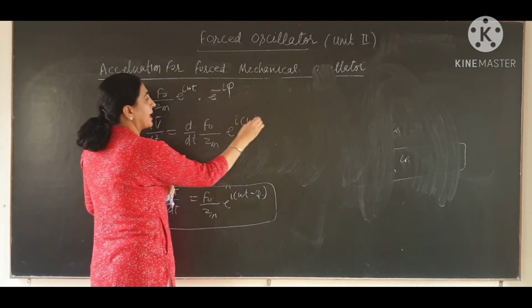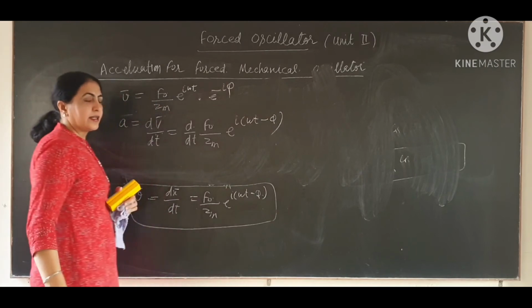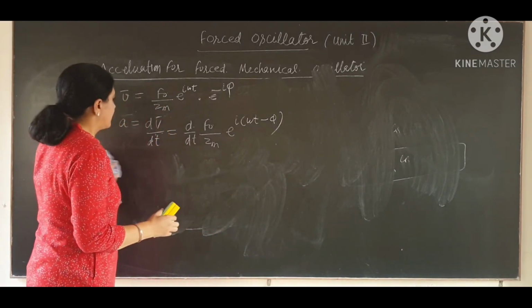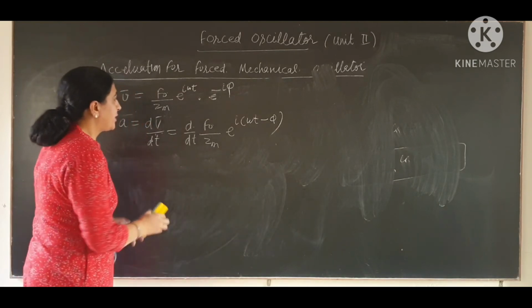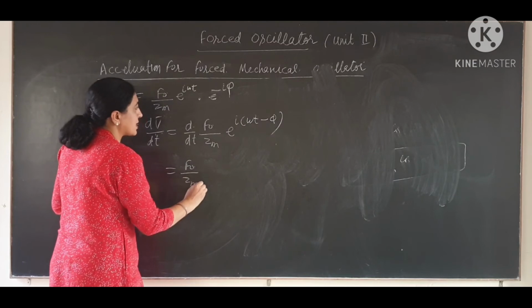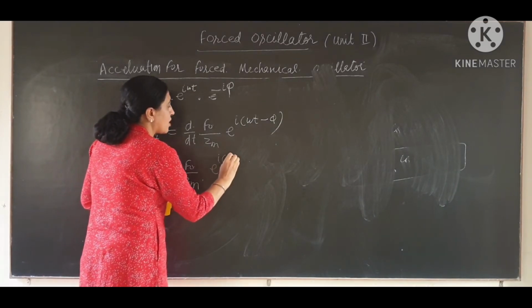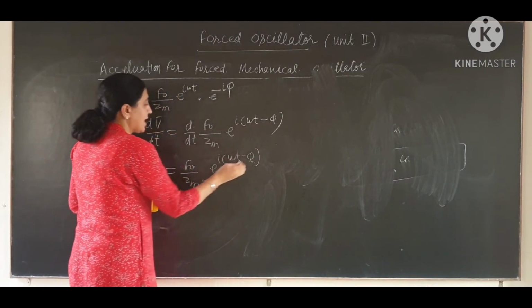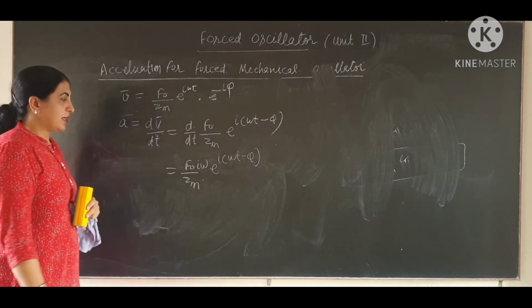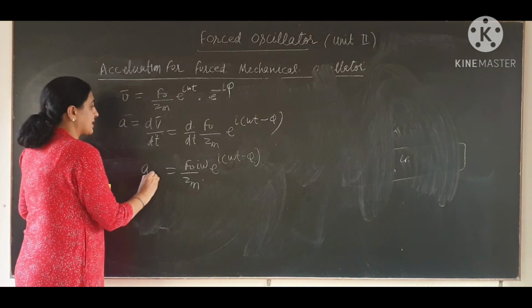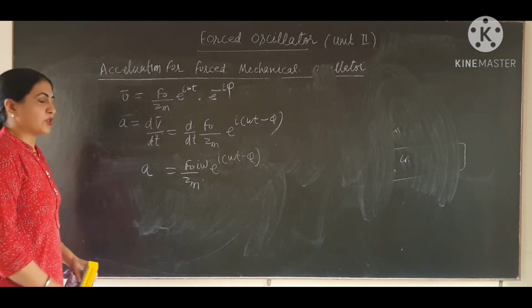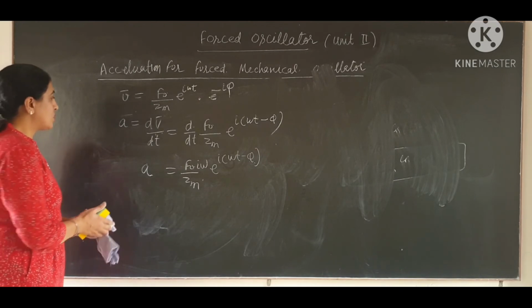Then I again combine it. What is then? The derivative of this: F naught over Zm outside, e raised to power iota (omega t minus phi), and what is iota omega here? Iota omega here. So this is our acceleration. Clear? So this is acceleration.